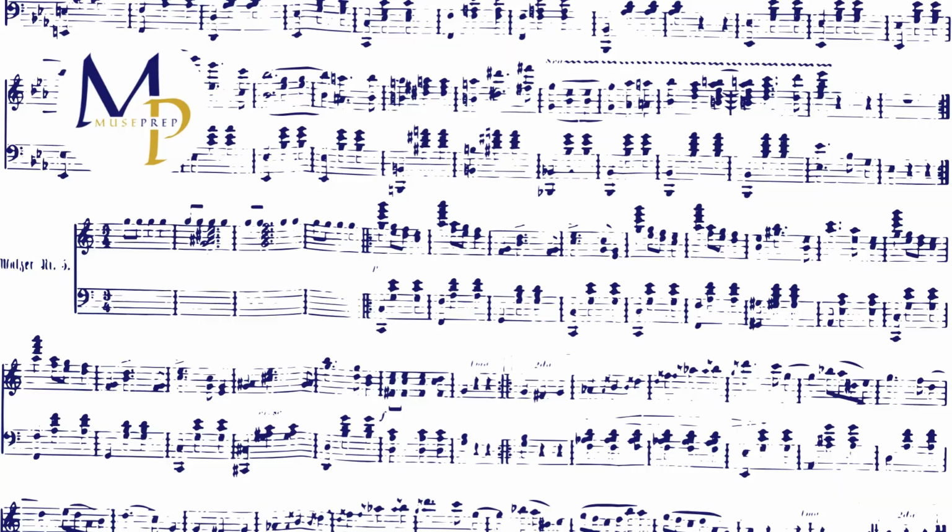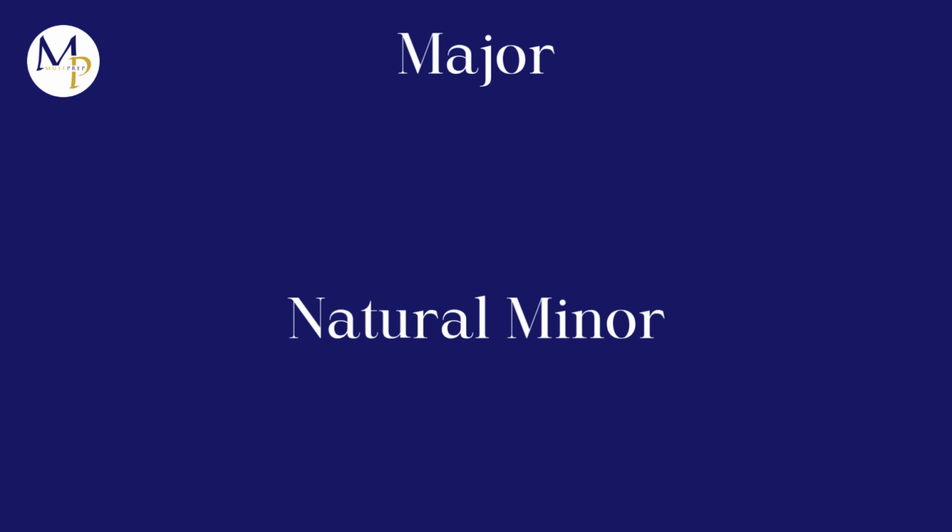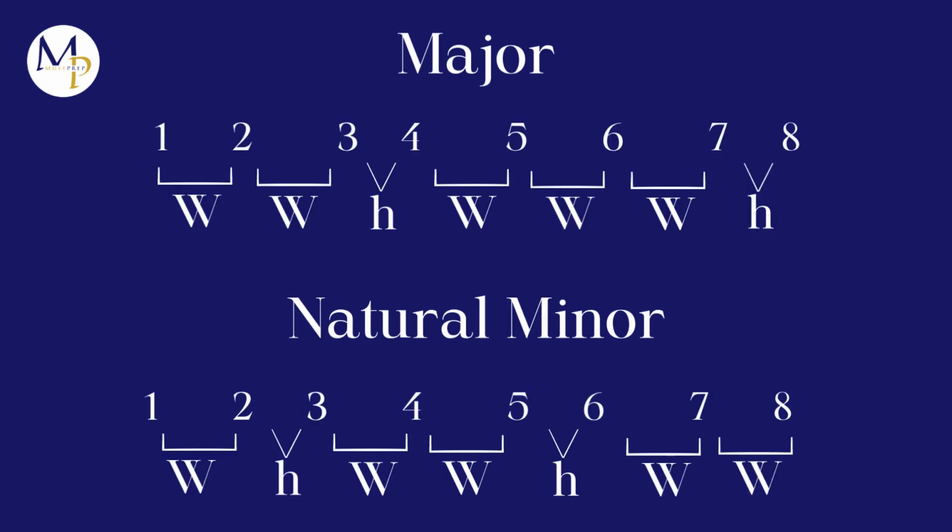By now, you already know the two most important scales, major and natural minor. They differ in the position of their half steps. In the major scale, the half steps are between the third and fourth and the seventh and eighth scale degrees. In the minor scale, they are between the second and third and the fifth and sixth degrees.